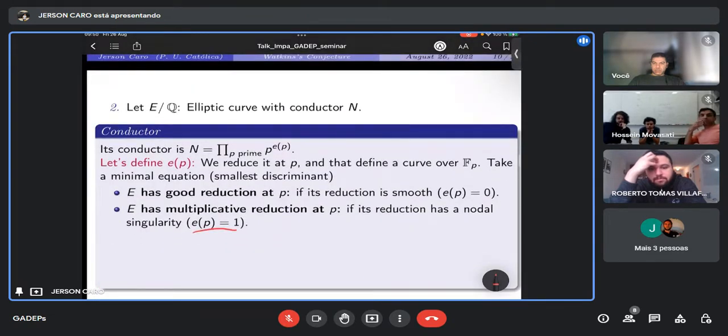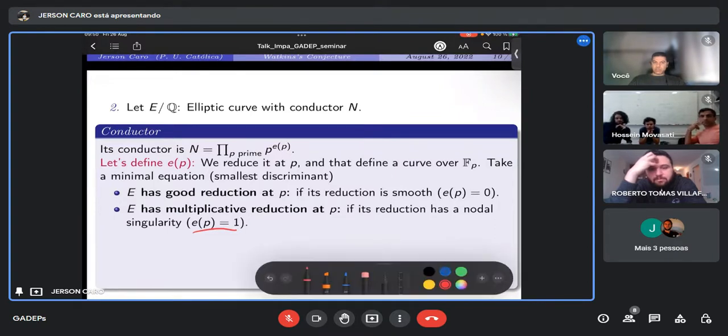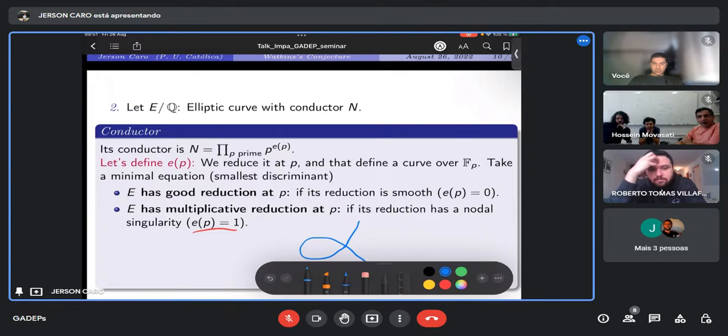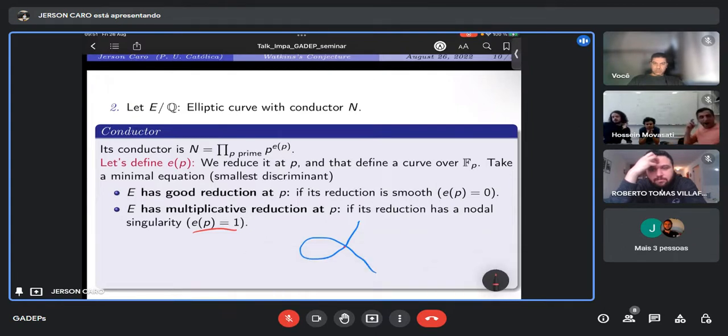We define e_p equal to 1 when we have a nodal singularity. Let me draw a picture of that. A nodal singularity is something like that. And here, in this point, we have a singularity, and this singularity has two tangent lines. Okay, it's not a good drawing, but you understand, you have two tangents at that point to the elliptic curve. So in this case, we say that the elliptic curve has a multiplicative reduction at p, and we define e_p is equal to 1.